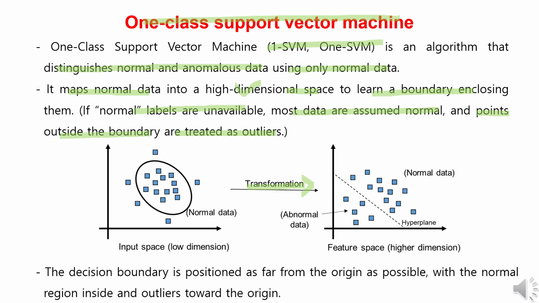The decision boundary is positioned as far as possible from the origin. The region inside the boundary is defined as the normal data region, while the area outside the boundary, closer to the origin, is defined as the anomaly region. In this way, the one-class SVM operates by learning the distribution of the normal data and then classifying any data points that fall outside this boundary as anomalies.